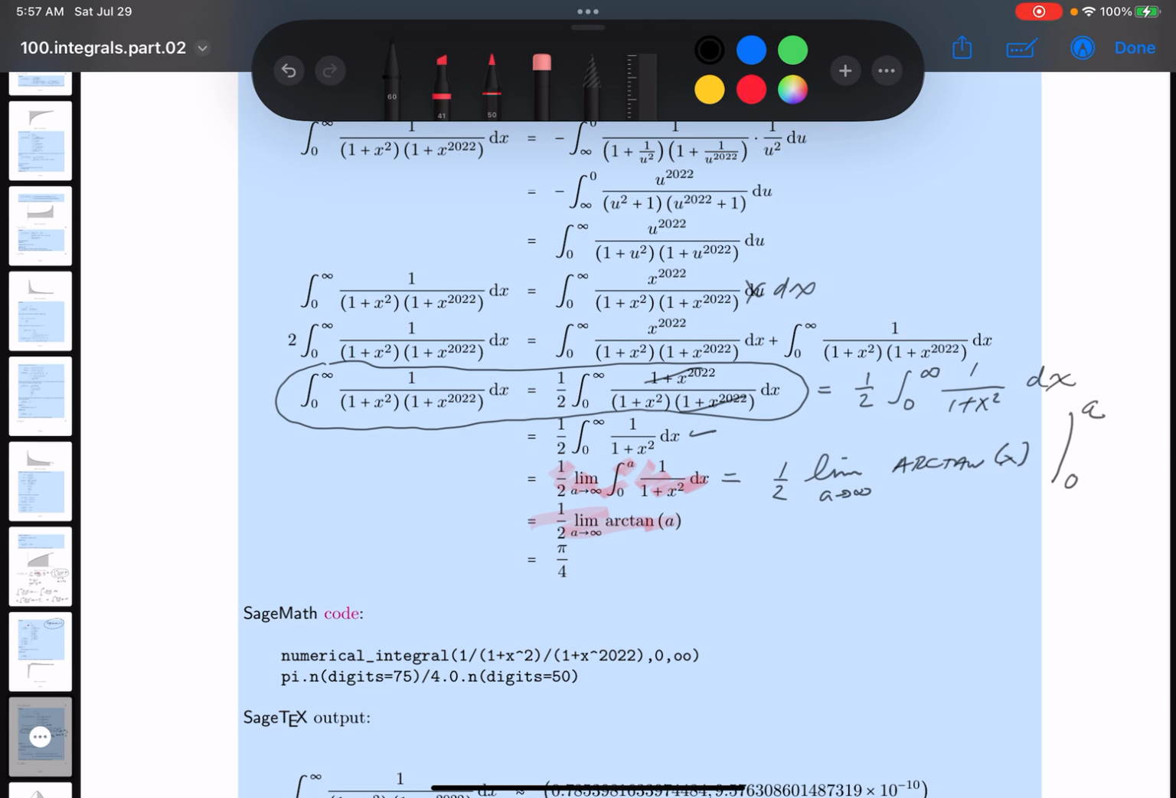Do I know the limit as a goes to infinity of arctangent? I do. So it's going to be 1/2 times pi over 2. It's going to give you pi over 4. All right, stands to reason, and we're good to go.